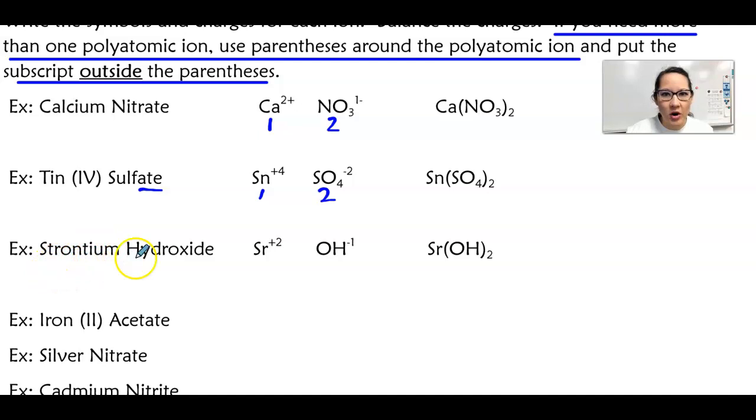One more example, strontium hydroxide. Strontium is Sr with a +2 charge. Hydroxide is a polyatomic ion, OH with a -1 charge. To balance the +2 and -1, it's going to take 2 -1s for 1 +2 charge. So I'm going to put Sr, and because this polyatomic ion is 2 or more elements, I'm going to have to put it in parentheses and put the 2 on the outside of the parentheses, even though it doesn't have a subscript like the nitrate and the sulfate did.